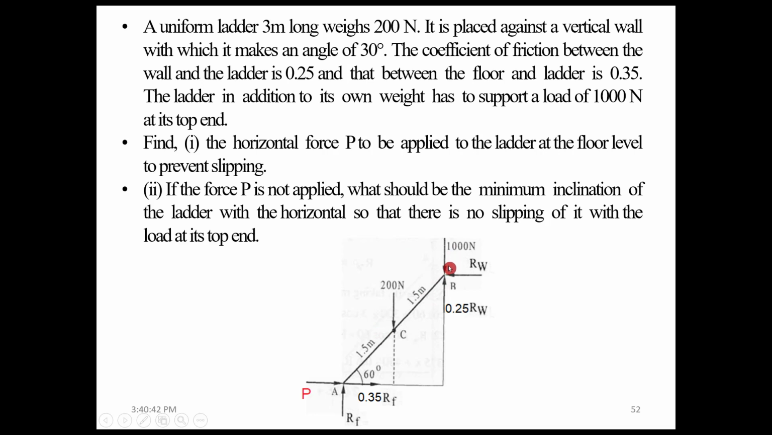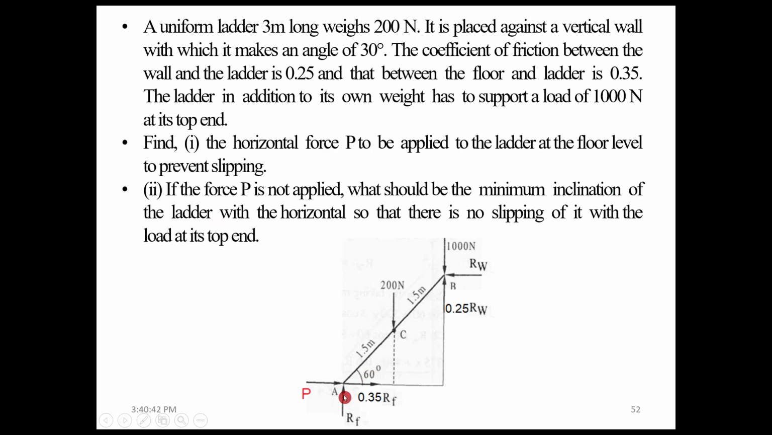So maybe the man has climbed up to this point, so the weight of 1000 is assumed to be constant at the topmost point. Find the horizontal force P to be applied to the ladder at the floor level to prevent slipping. So maybe in real cases, someone will put some force at the bottom to make the ladder stable, right? So we need to find that force. If the force P is not applied, what should be the minimum inclination of the ladder with the horizontal, so that there is no slipping with the load at the top end?